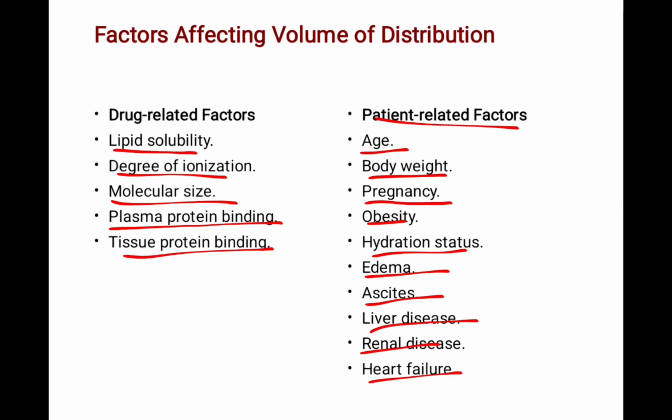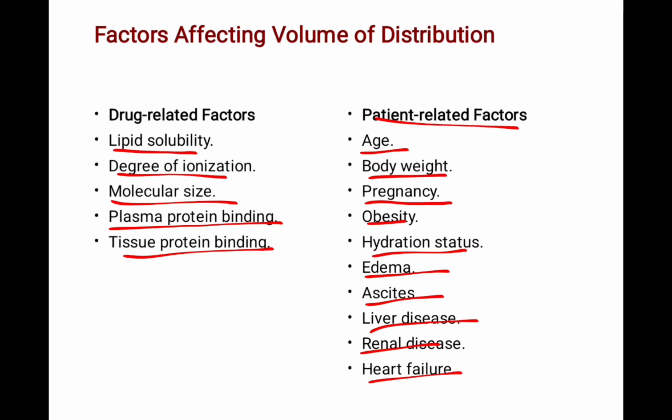For age, the volume of distribution is higher in the elderly than in the young. For body weight, it is higher in people with large body weight. In pregnancy, volume of distribution increases. In obesity, it increases, most especially for lipid-soluble drugs. For hydration status, someone with a low hydration status has a low volume of distribution, and with a high hydration status, a high volume of distribution.